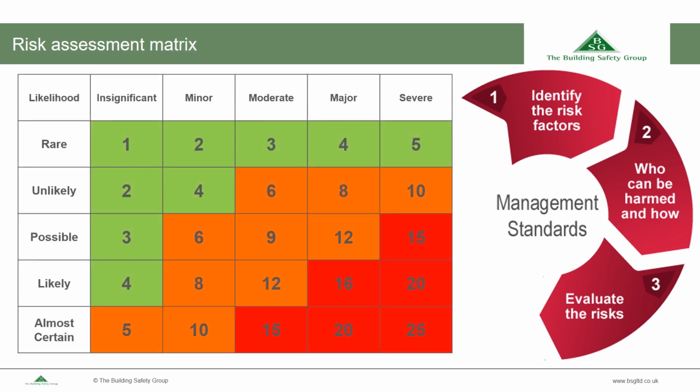The risk assessment matrix shows the numerical value of the risk evaluation. And across the top we have the severity of the injury should it occur. We range from insignificant in the low numbers to severe up in the high numbers, and from rare in the low numbers and almost certain in the high numbers for the likelihood of that harm occurring.